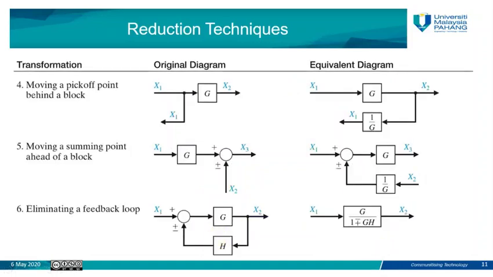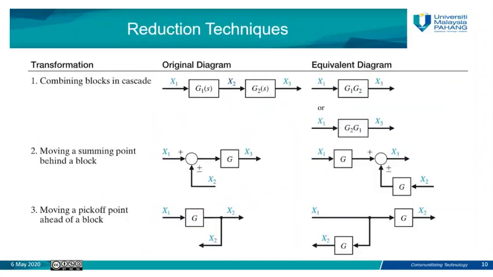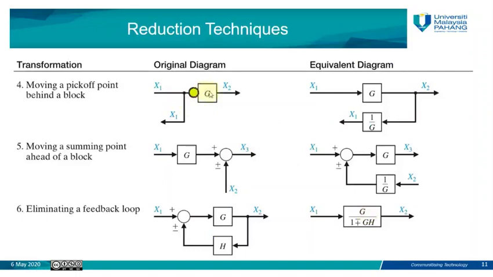The fourth technique that we have is to move the pickup point from the input to the output. In the previous one, we moved it from the output to the input. Here we are going to move the pickup point from the input to the output. At this point we have X1, which goes through the transfer function and gives you X2, but the same X1 we also take to be the input for another subsystem.